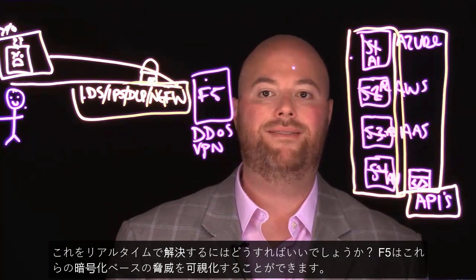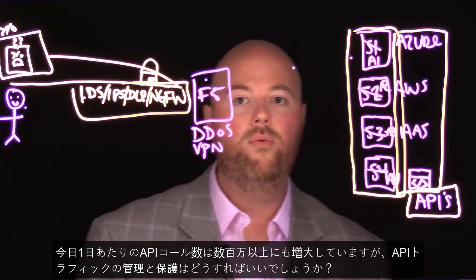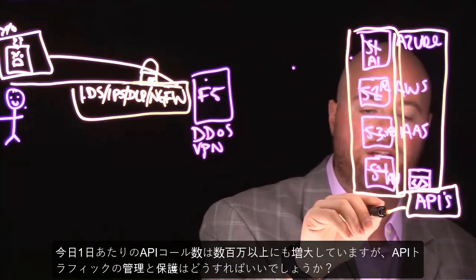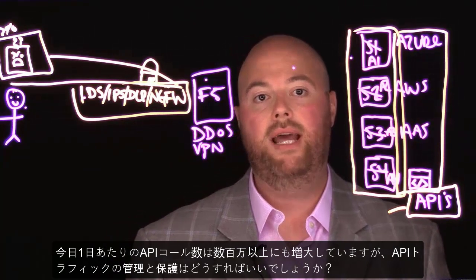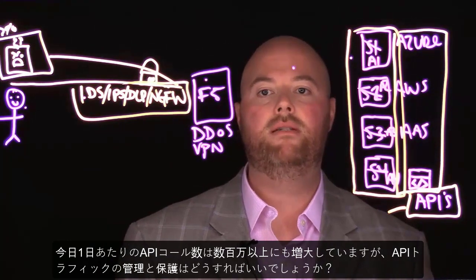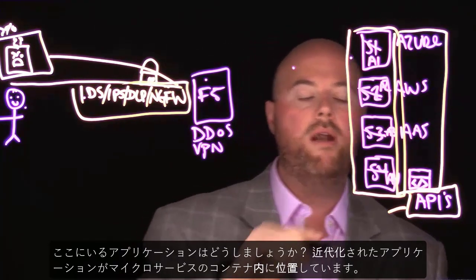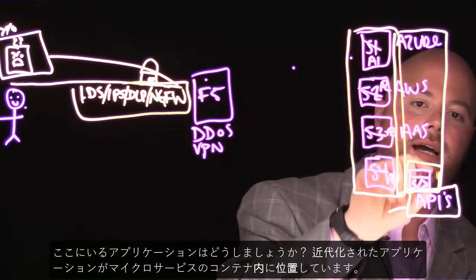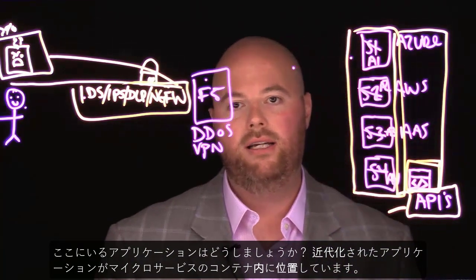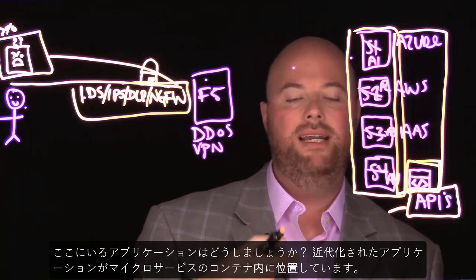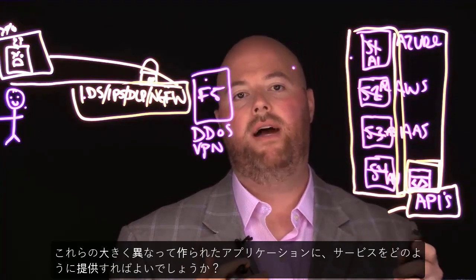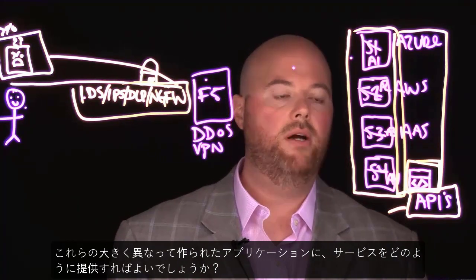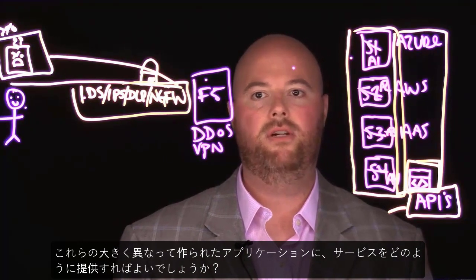those encrypted-based threats? How do we manage and secure our API traffic now that our calls per day have escalated to the millions and more? But what about also these guys right here, our modernized base applications that sit in containers with microservices? How do we provide services to these much differently created applications?